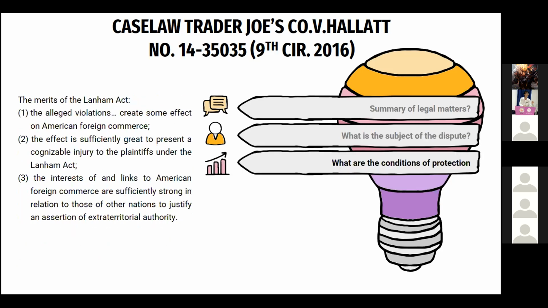The third is what are the conditions of protection. The merits of the Lanham Act: first, the alleged violation creates some effect on American foreign commerce; second, the effect is sufficient to present a cognizable injury to the plaintiff under the Lanham Act; and third, the interest and link to American foreign commerce are sufficiently strong in relation to those of other nations to justify the existence of extraterritorial jurisdiction.